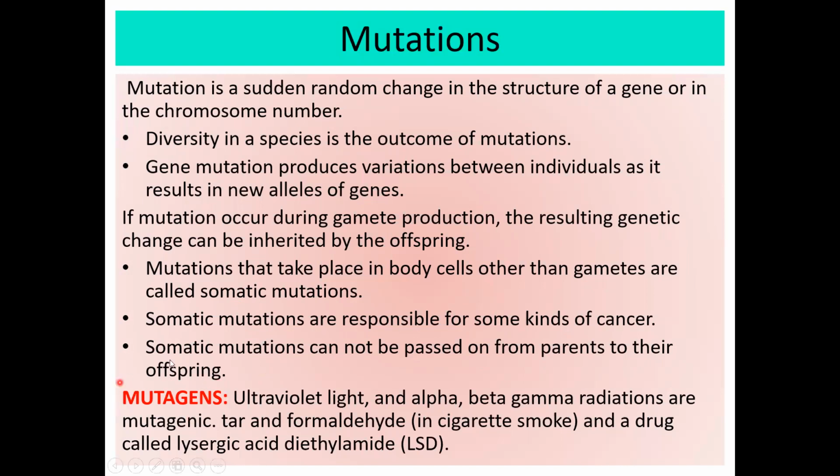The mutagens, from an examination point of view, are very much important. Remember, UV radiation, formaldehyde, the tar in cigarette smoke, and beta and gamma radiations are all mutagens. LSD, that is lysergic acid diethylamide, is also a mutagen. So please remember the names of mutagens. They are going to cause a sudden random change either in the gene or in the chromosome or in the somatic cells. ठीक है जी.